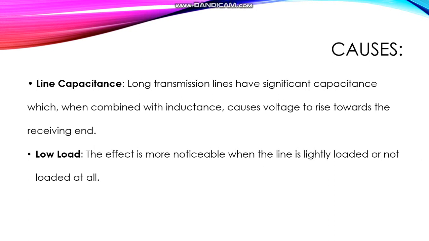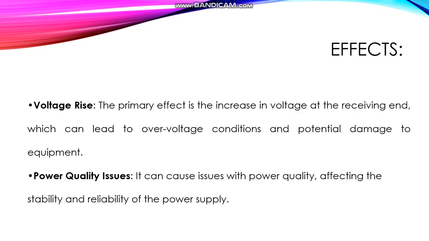What may cause this rise in voltage in the receiving end area? It happens due to the line capacitance and a lightly loaded or unloaded condition. As far as line capacitance is concerned, the significant capacitance in a long transmission line, combined with inductance, causes voltage rise in the receiving end area. The next cause is a lightly loaded condition or an unloaded condition.